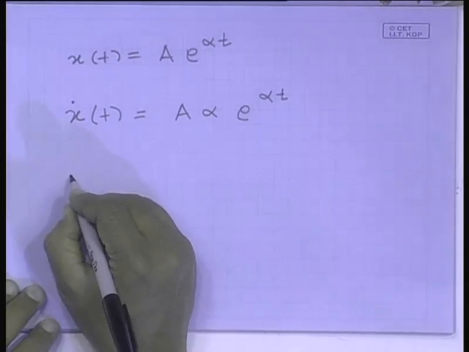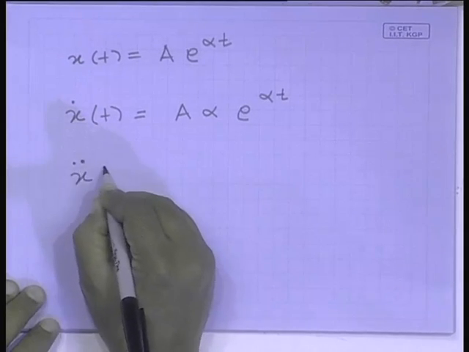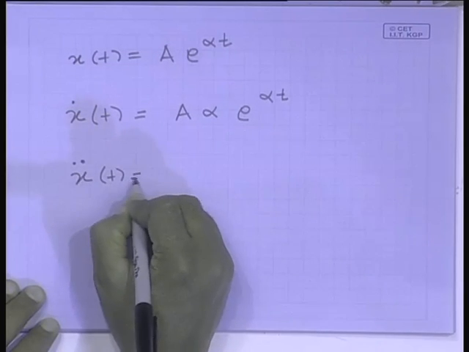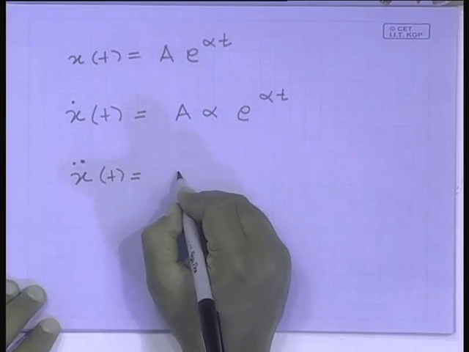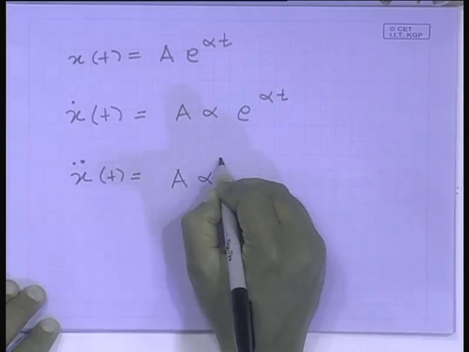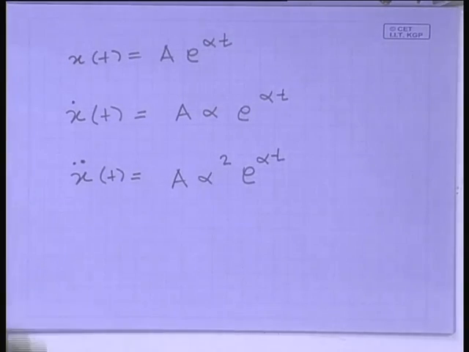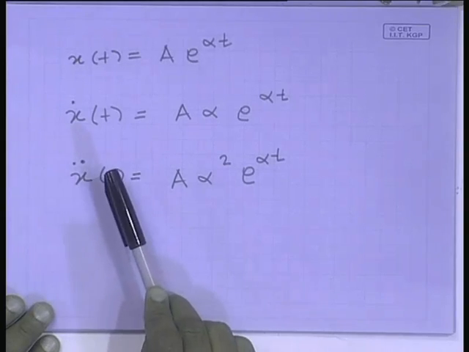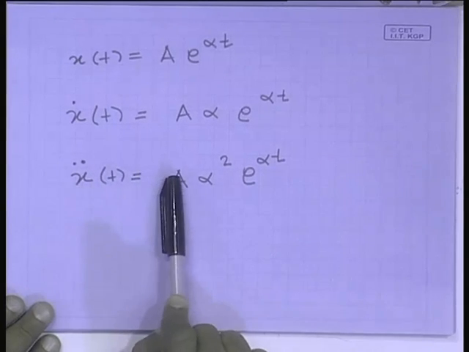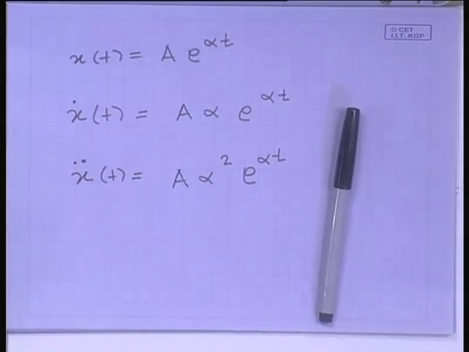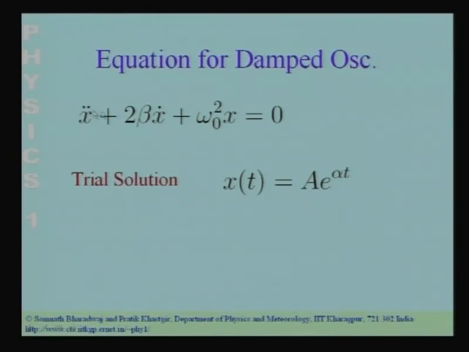If you differentiate this twice, you will get one more factor of alpha, and what you have is alpha square e to the power alpha t. Now we have to plug in these expressions for x, the first derivative of x and the second derivative of x, into the differential equation which is given over here. This is the differential equation which governs the motion of the damped oscillator.